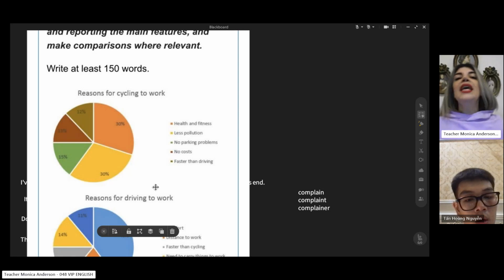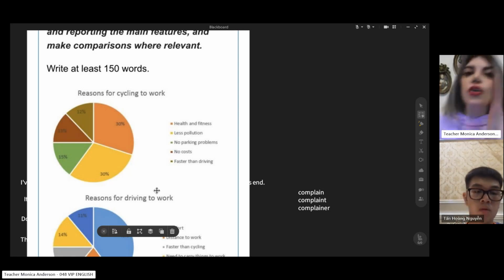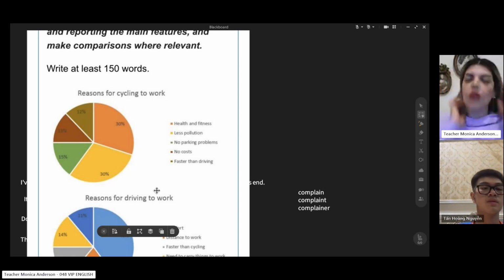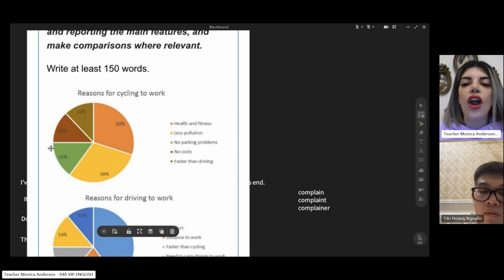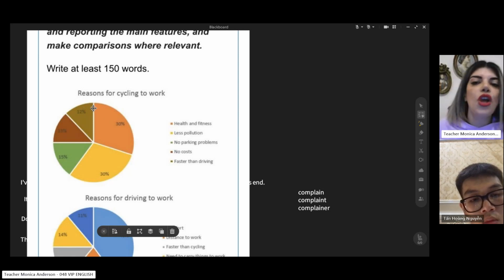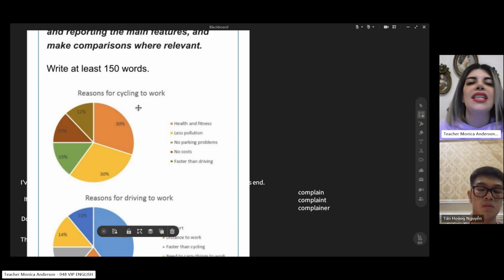Well, main feature one. Just pay attention because you need to write about it. Main feature one: the largest proportion of people who cycle. For example, I think health and less pollution. So we can say health and fitness and less pollution.